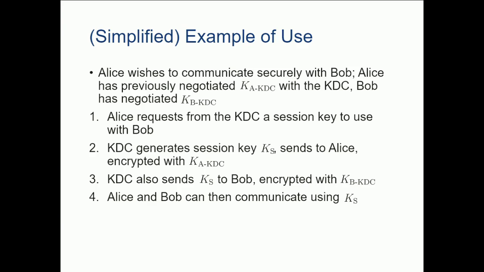The KDC can simply generate a random session key, KS. The KDC sends this session key KS to Alice, encrypted with their shared key. The KDC also sends this session key to Bob, encrypted with KB/KDC. Very simple. After that, Alice and Bob have a shared key, and they can communicate and authenticate with each other using this KS. That's the very simple idea.